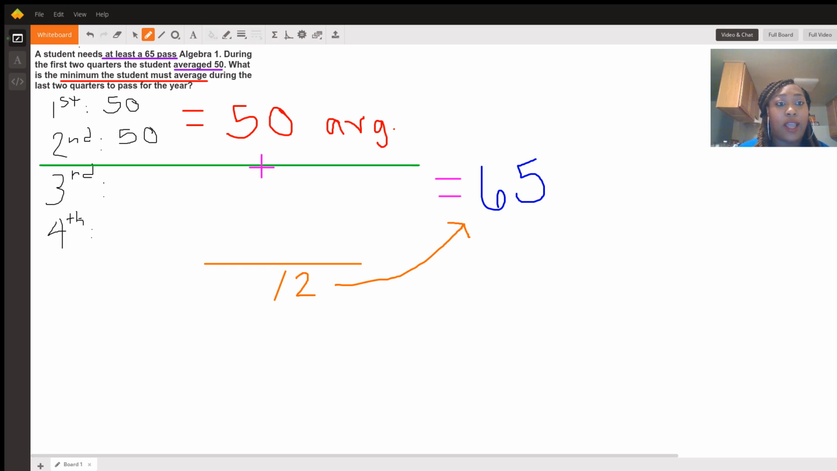So I went ahead and took the liberty of underlining the helpful pieces of information that was given to us, which is at least a 65 to pass, so that's what essentially we're calculating for, and averaged 50 during the first and second quarters, and what we're ultimately searching for in the end, the minimum the student must average.